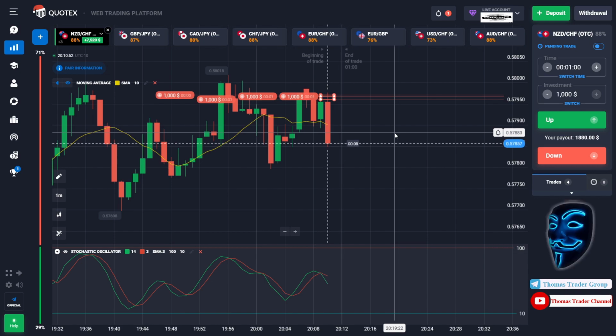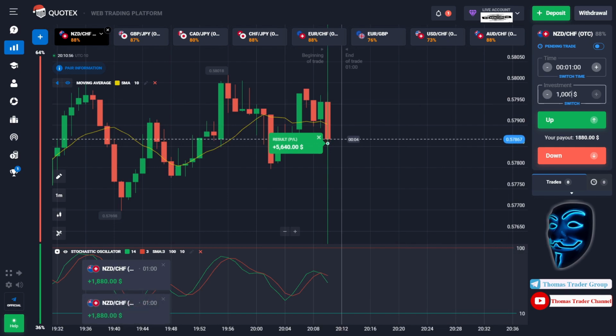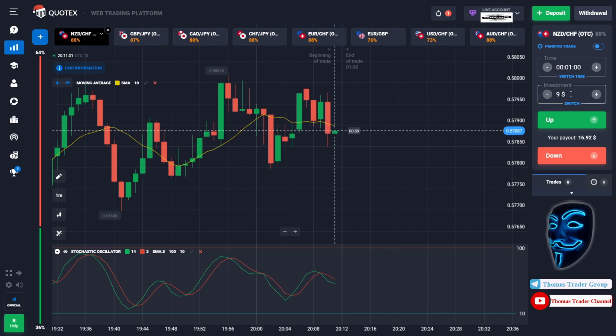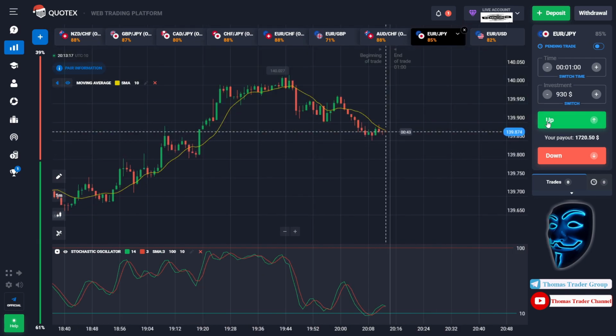We made a right decision over here. We made a profit of $7,500. Let's divide it into 8. We will open 8 positions of $930 in the next open position, and let's find the other market. Over here we can open buy for 1 minute.